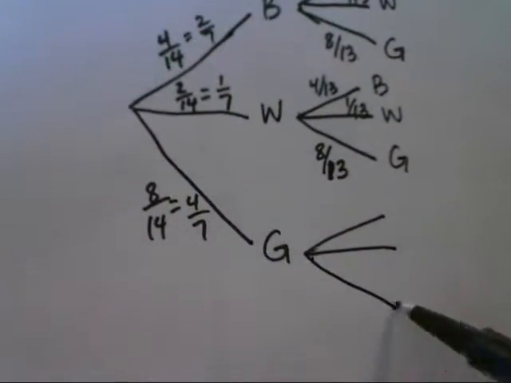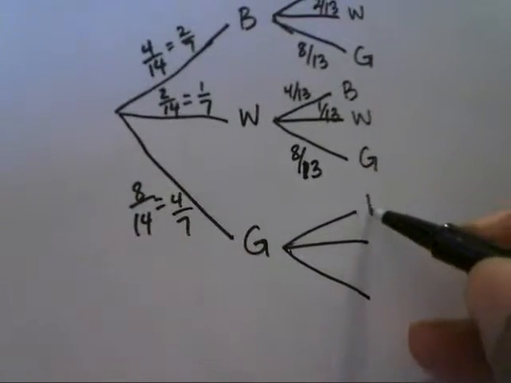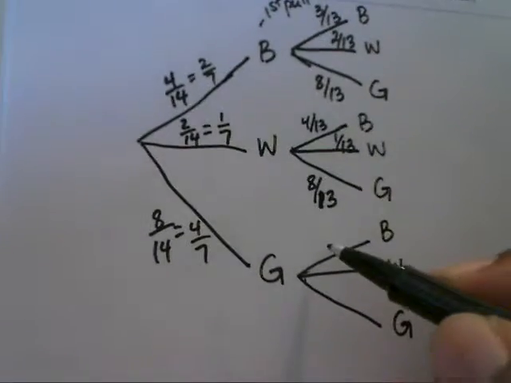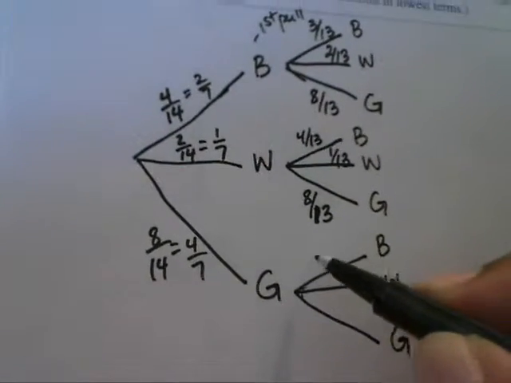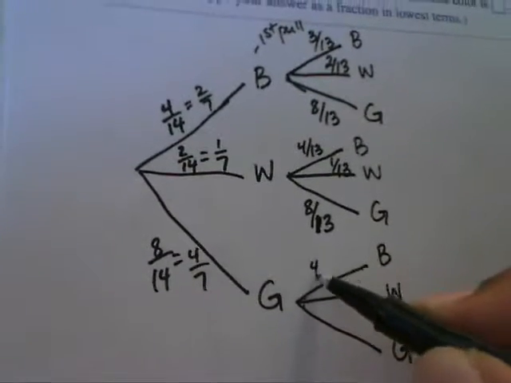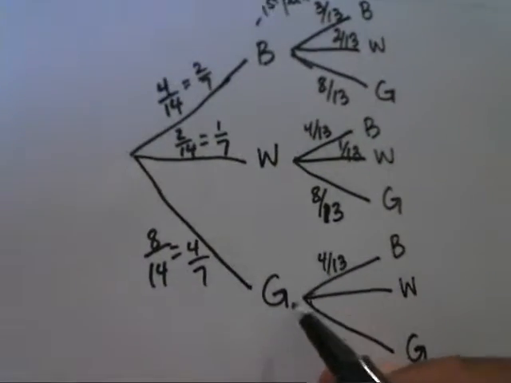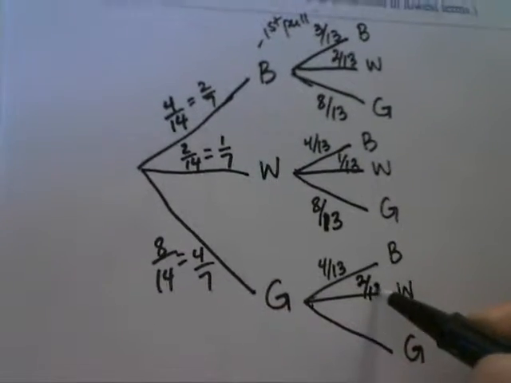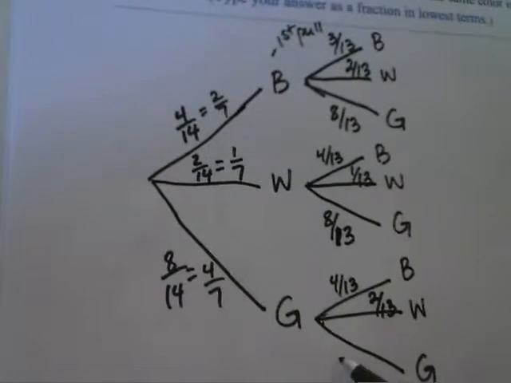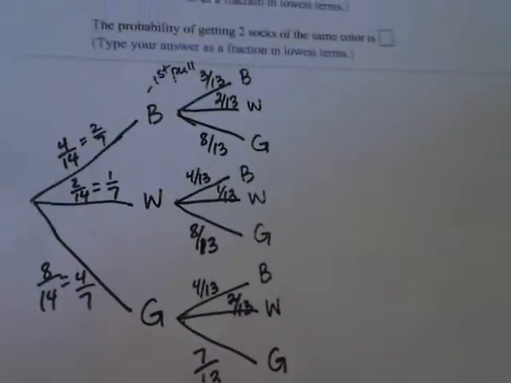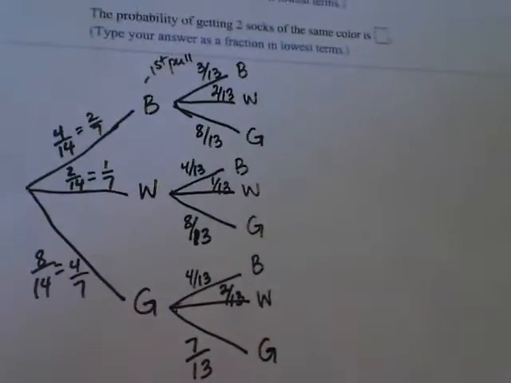Then for the gray, on the first pull, you'll still have the blue, the white, and the gray. In this case here, if the gray sock is chosen, for the blue sock you'll still have 4 out of 13. If a gray sock is chosen on the first pull, you'll still have 2 white socks, so it'll be 2 out of 13. And then this time, instead of 8, now you'll have 7 to choose from out of 13. Okay, so that's what your tree diagram would look like.